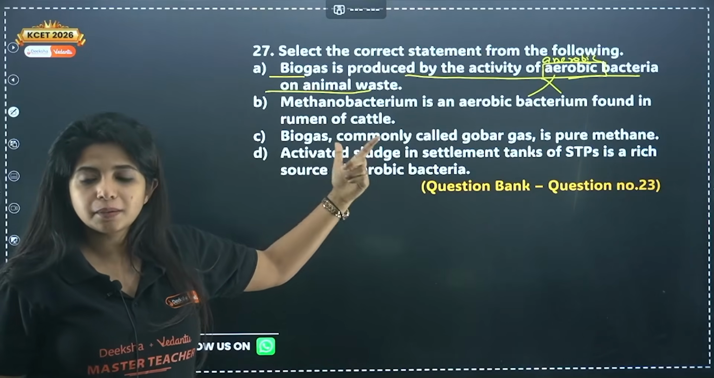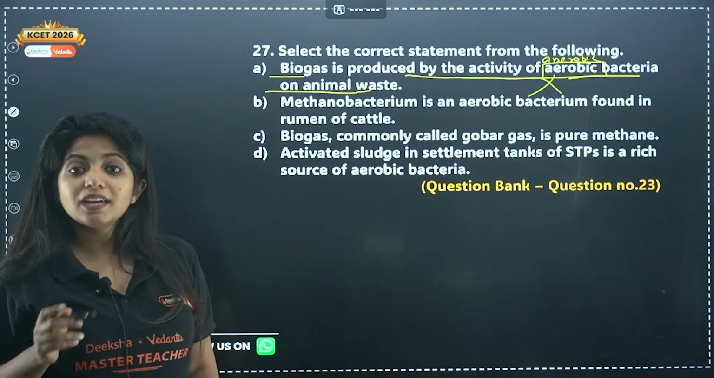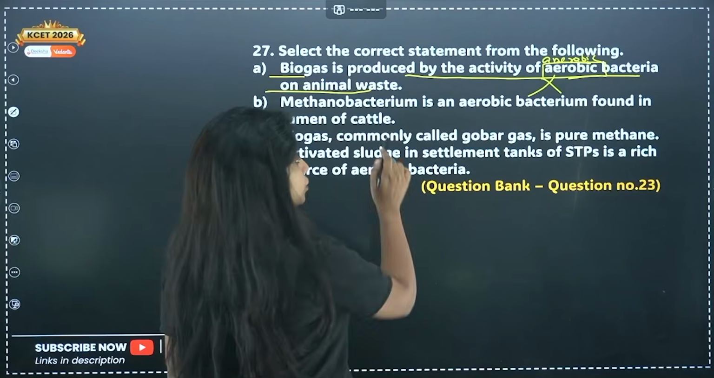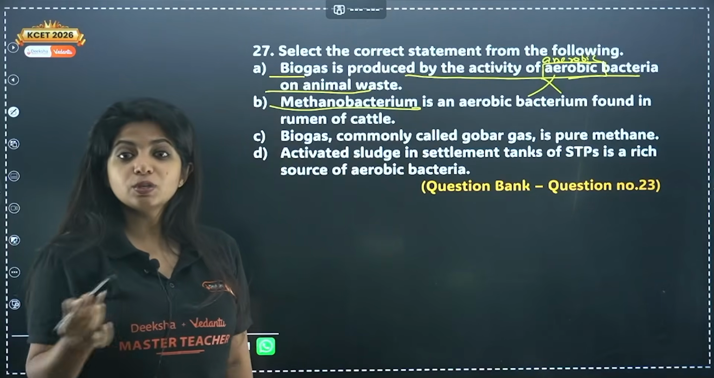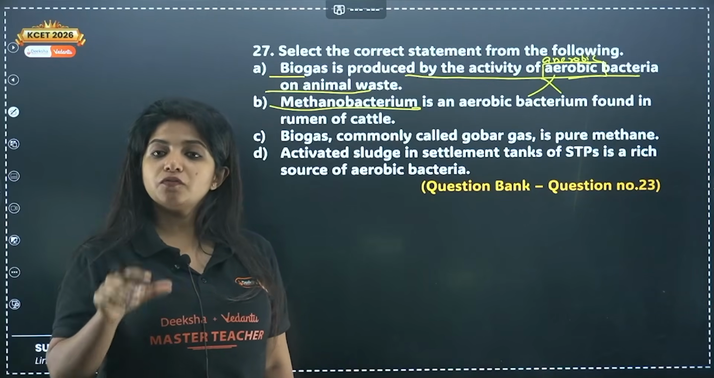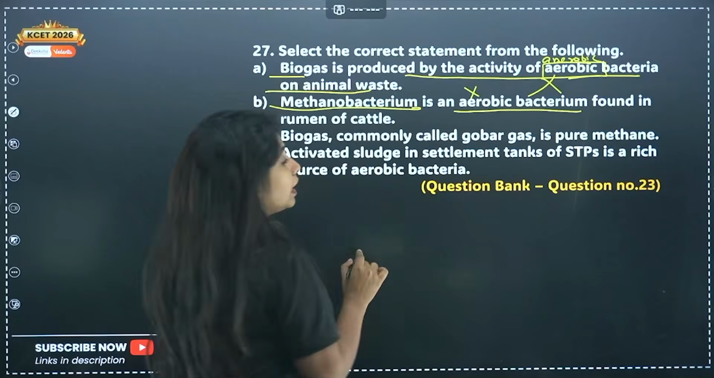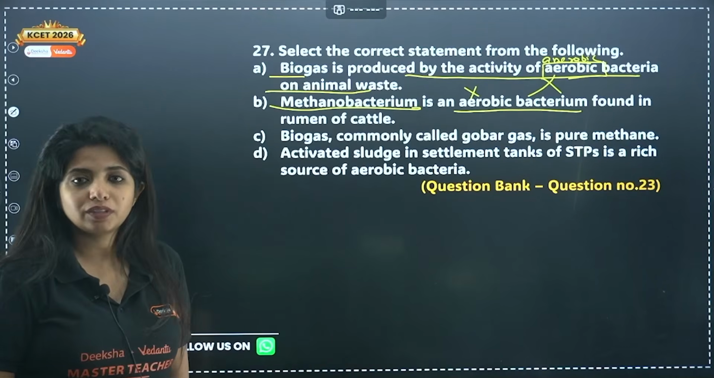Methanobacterium is again something which is going to sustain in anaerobic medium. Okay, anaerobic means there is no oxygen. So it is found in the cow dung, and the cow dung is used for formation of biogas. Why? Because it has this bacteria which can work in anaerobic conditions. So it is not an aerobic bacteria, it is anaerobic bacteria. It is actually found in the rumen of the cattle.